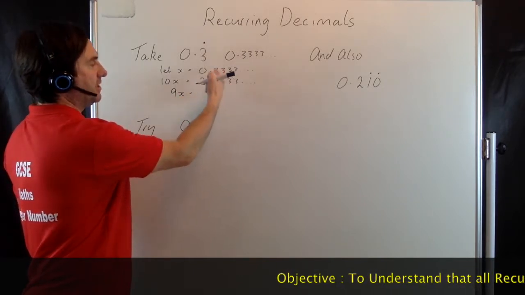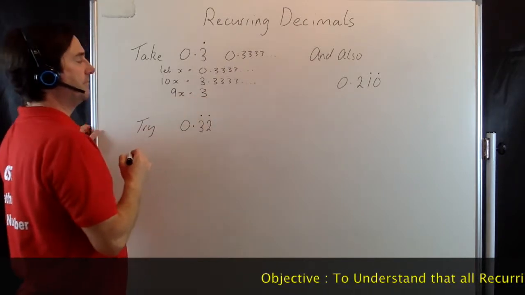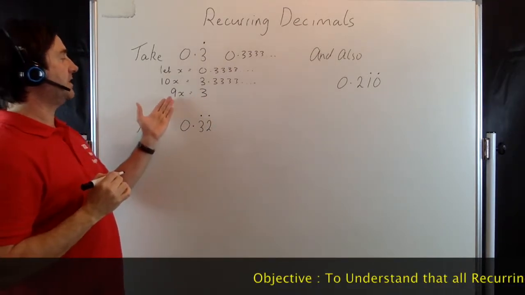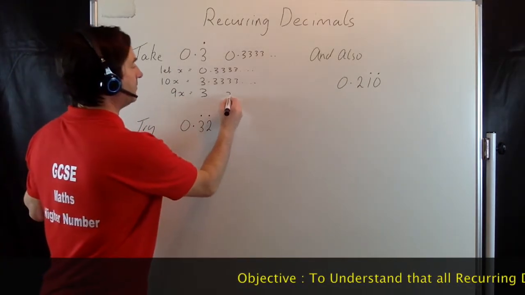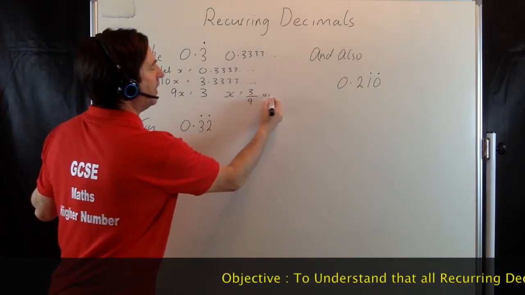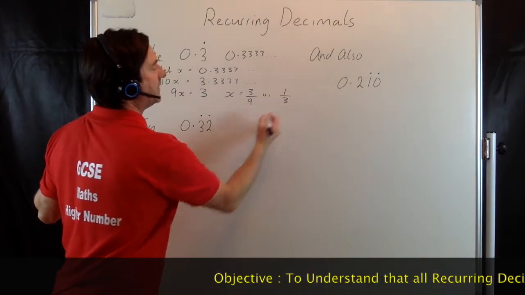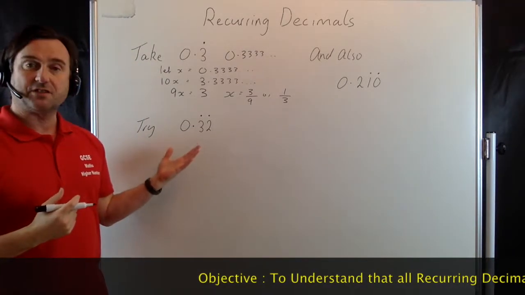If I now take x, or 0.333, away from 10x, I'm going to be left with 9x. 3.333 recurring, take away 0.333 recurring, just leaves me with 3. What I should now be able to see is if I divide by 9 on both sides, I'm going to be left with x equals 3 over 9, or simplifying that, 1/3.